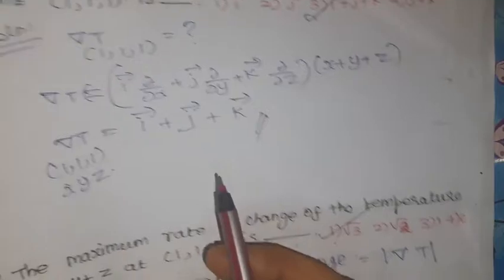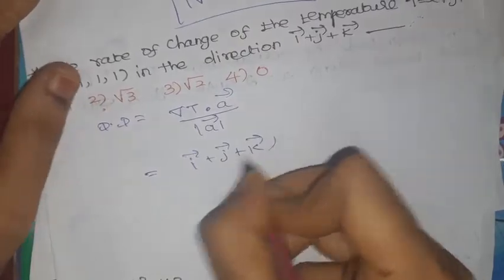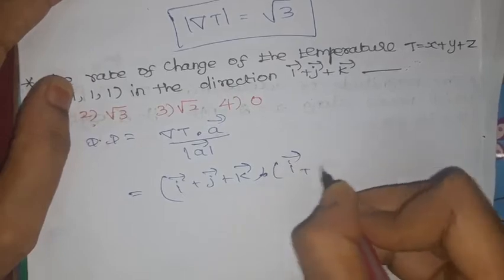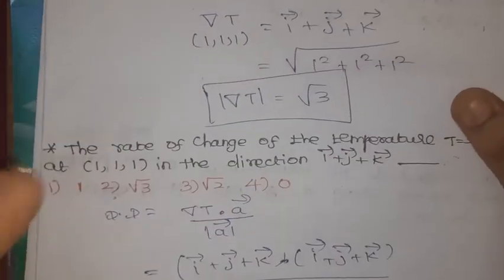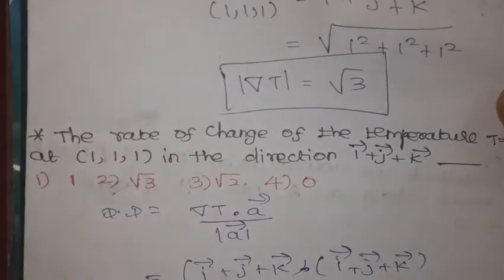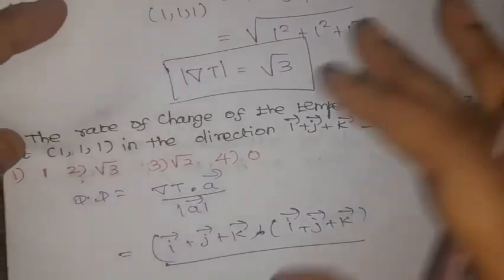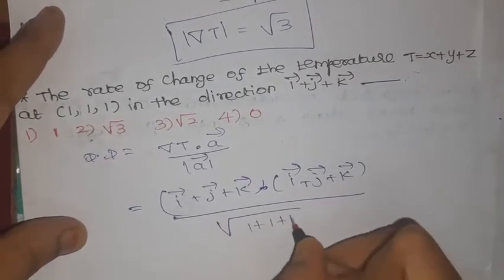So the del T value we know from the above problem: i plus j plus k. Dot product with A, and A is also the same vector, i plus j plus k. So there are three different problems from the same data. We can find the del T value and its magnitude, the maximum rate of change, and then the rate of change in the given direction, the directional derivative. From the same data we find different things. Then here 1 plus 1 plus 1 is 3.